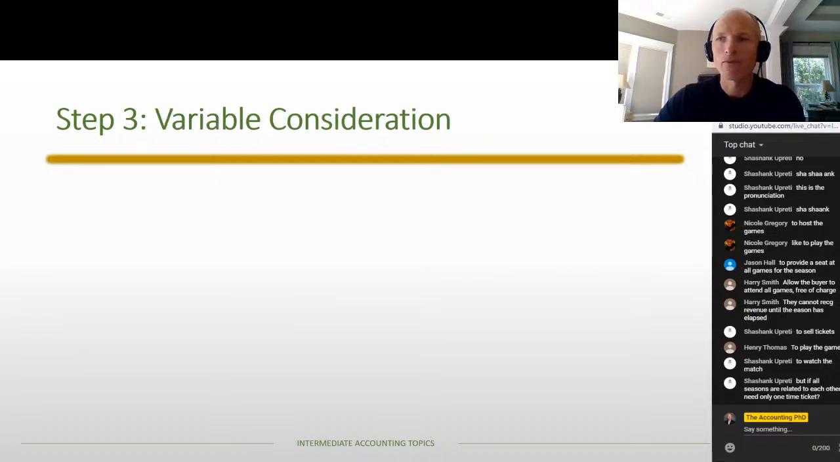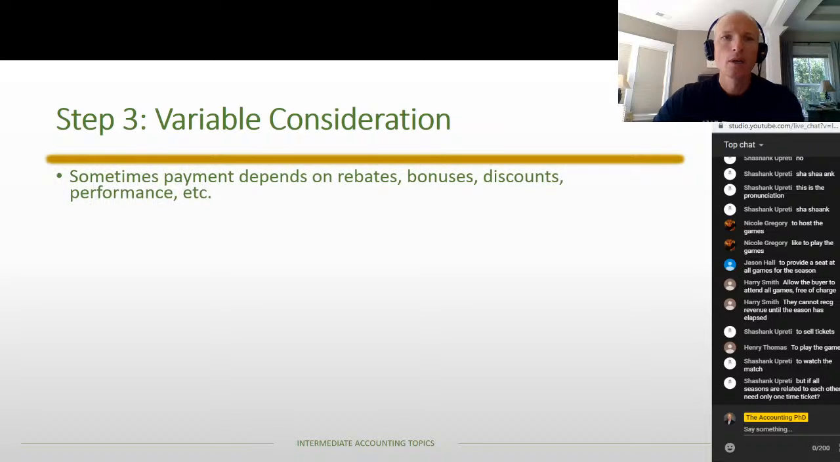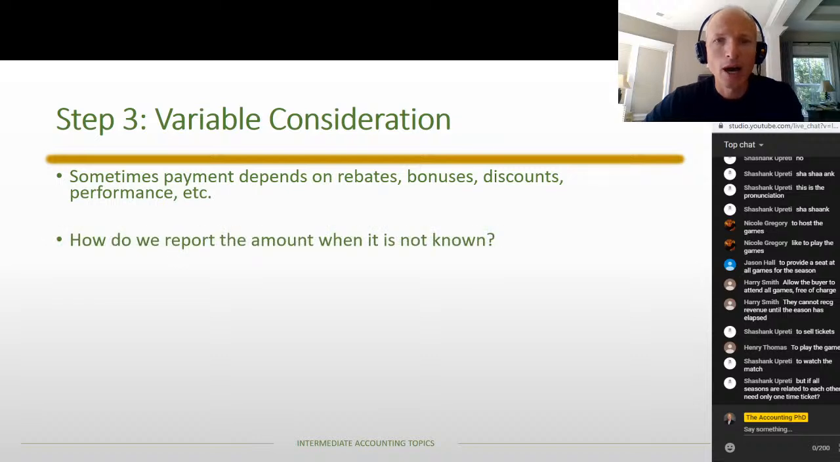All right, let's talk about variable consideration. Sometimes payment ultimately depends on rebates, bonuses, discounts, performance. There's a lot of things that can go into a contract that say the range of payments can be from this number to this number. So it's not fixed, it's sort of a range. And we've got to figure out, how do we recognize revenue when we don't know for sure how much is going to be paid? How do we report the amount when it's not known?